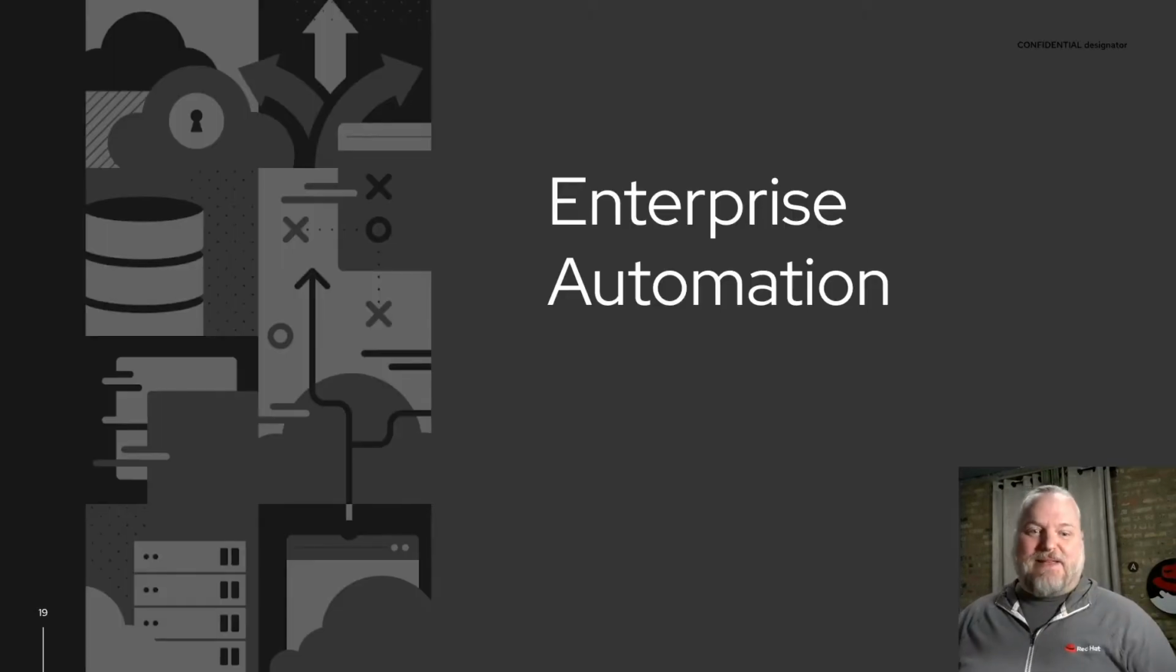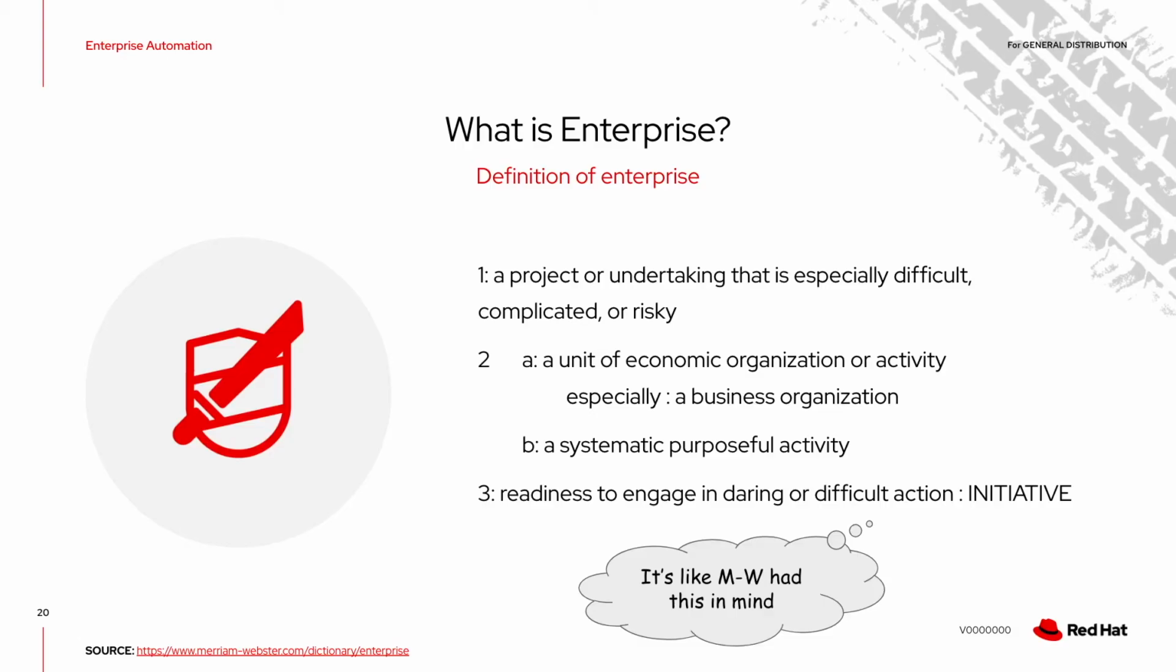So the next piece, that's enterprise automation. So let's talk about what enterprise automation is. Well, first we need to define enterprise. We've already done automation, so let's see enterprise. Enterprise is a project or undertaking that is especially difficult, complicated, or risky. That's actually very apropos for people that are taking on enterprise automation.